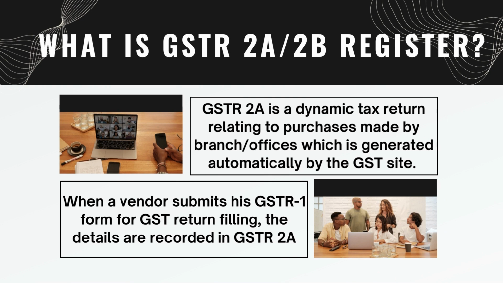Now what is GSTR 2A and 2B register? GSTR 2A to B is a dynamic tax return relating to purchases made by the branches or offices which is generated automatically by the GST site. When vendor submits his GSTR1 form for GST return filing, the details are automatically recorded in GSTR2A.